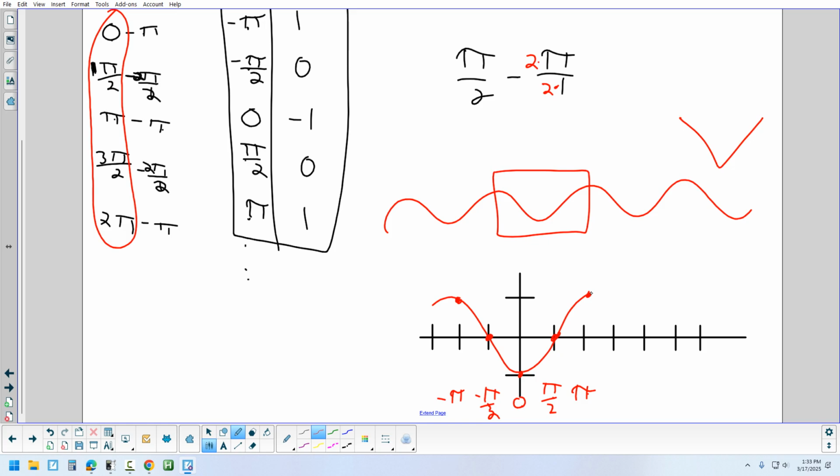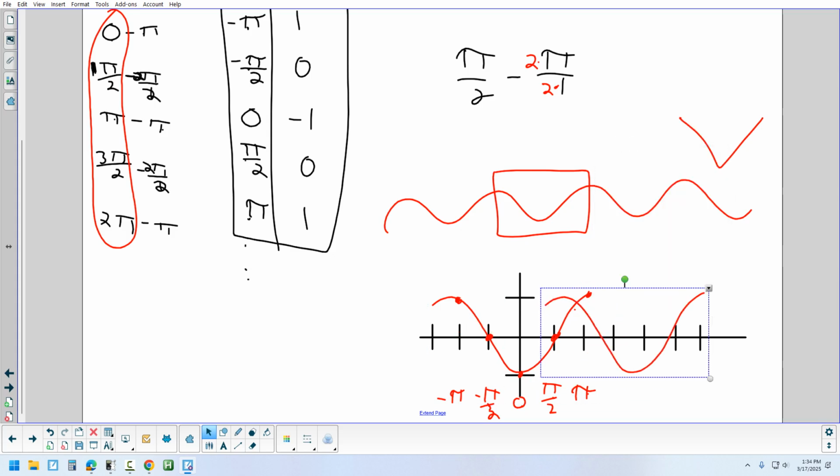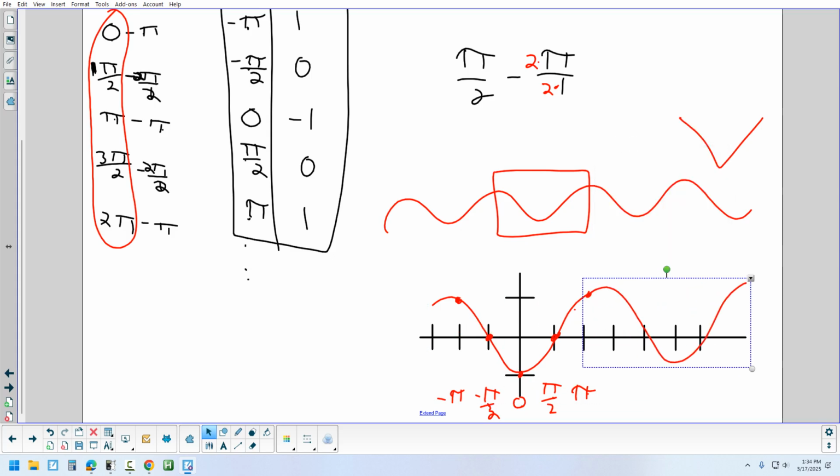And then if I were to draw the next cycle, how would it look compared to this cycle? The same. Yeah, it would look exactly the same. You'd literally just take a copy of it, put it right next to it, and there you go. That would be your next cycle. But we're just doing one. Any questions on that one?